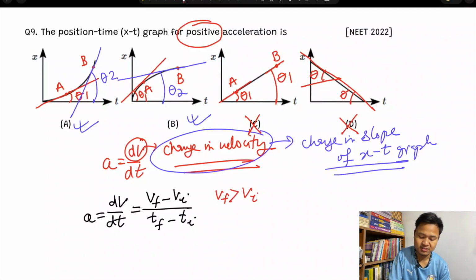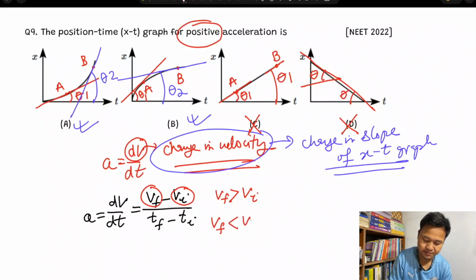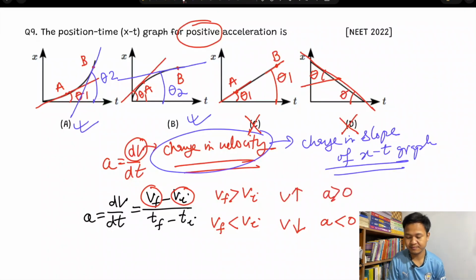Okay, so tell me what is the sign of the acceleration. If v final is greater than v initial, obviously this will be positive. So a will be positive. But if v final is less than v initial, that means v is decreasing, then a is negative. And if v is increasing, a is positive.